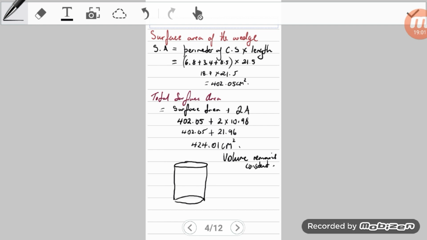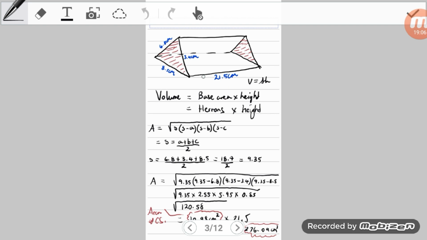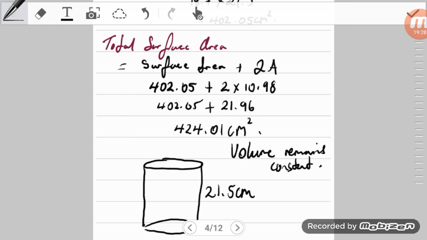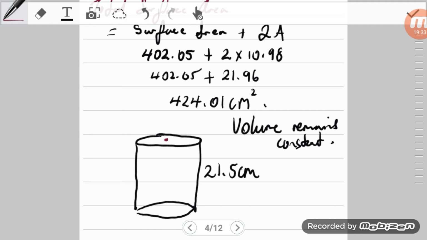All right, now it did say to us that it has the same length. So we knew from earlier that the length of the triangular prism here is 21.5. So we also know that the height of the cylindrical container here is also still going to be 21.5. But what is it that we don't have? We actually do not have the radius. So we don't know what the distance from here to here is, and that's what we are in search of. We are in search of r.